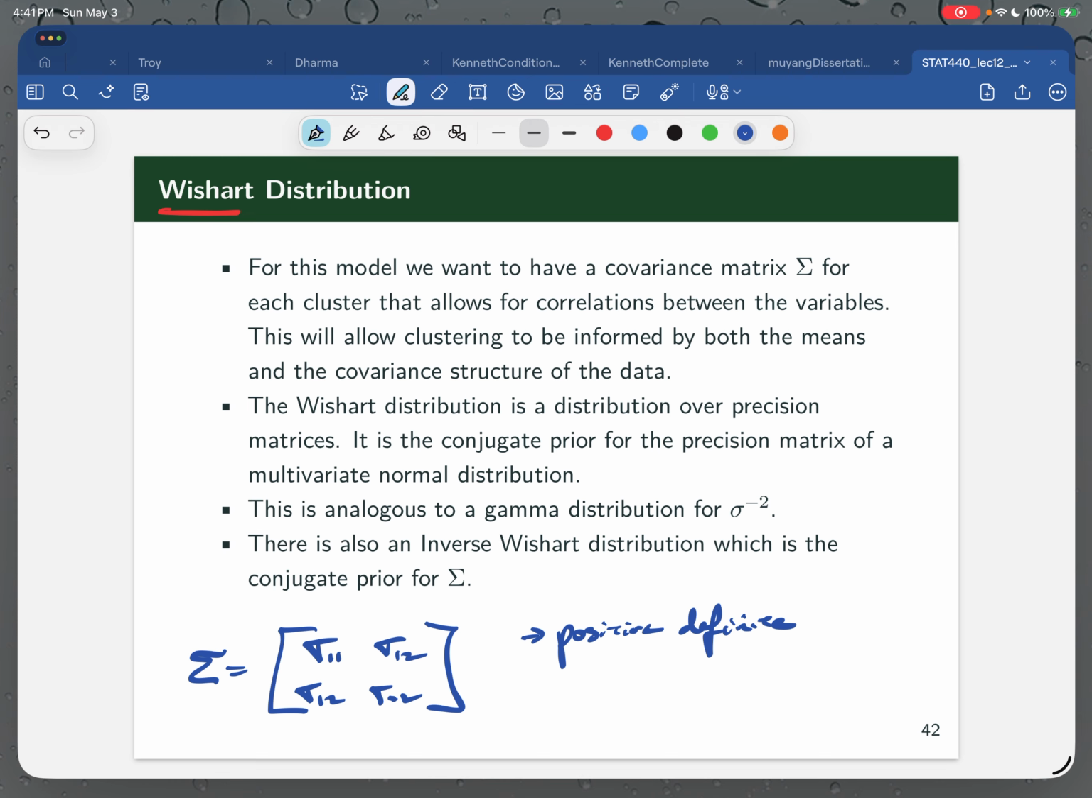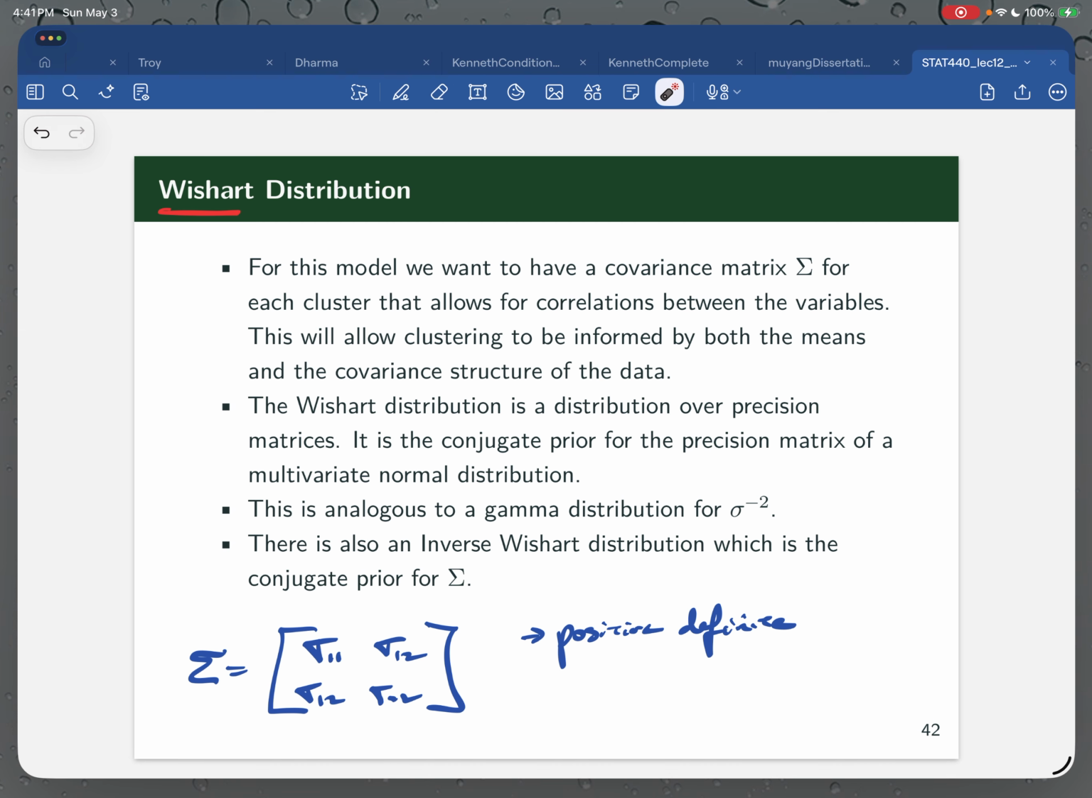And so our prior distribution, we want to reflect the restrictions on the values that a covariance matrix can take on. Without going too deep into it, a Wishart distribution is a distribution over almost covariance matrices. In fact, the Wishart distribution is going to be a distribution over precision matrices.